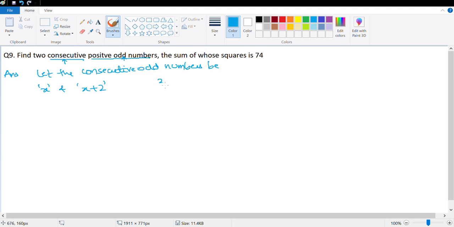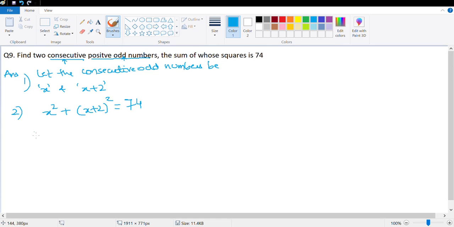For example, if the first odd number is 3, then the next odd number will be 5, which is a difference of 2. So that's something which you need to keep in mind. It will not be x plus 1. This would be x plus 2. So this is the assumption that we've done. Number 2, sum of whose square is 74, which means x square plus x plus 2 whole square is equal to 74.